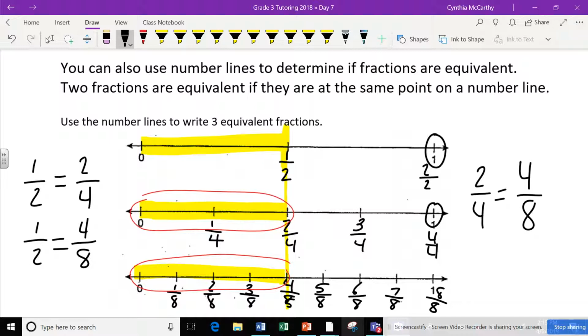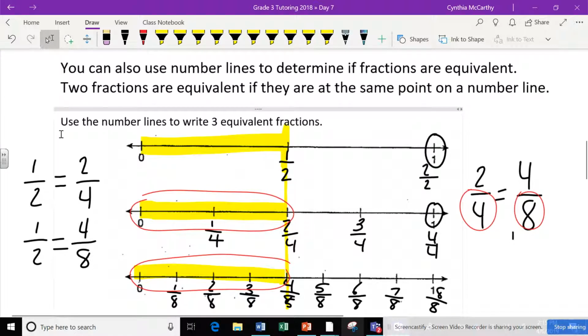Look, my denominators are different, but they're the same amount. Don't get confused by that. Please don't be confused.